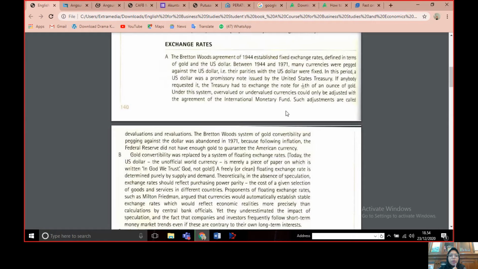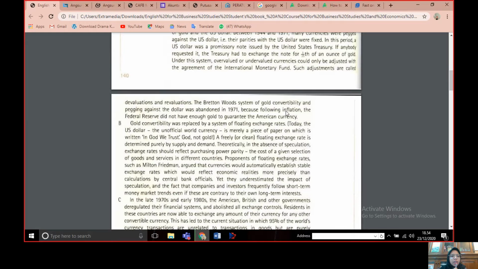Under this system, overvalued or undervalued currencies could only be adjusted with the agreement of the International Monetary Fund. Such adjustments are called devaluation and revaluation. The Bretton Woods system of gold convertibility and pegging against the dollar was abandoned in 1971 because, following inflation, the Federal Reserve did not have enough gold to warrant the American currency.